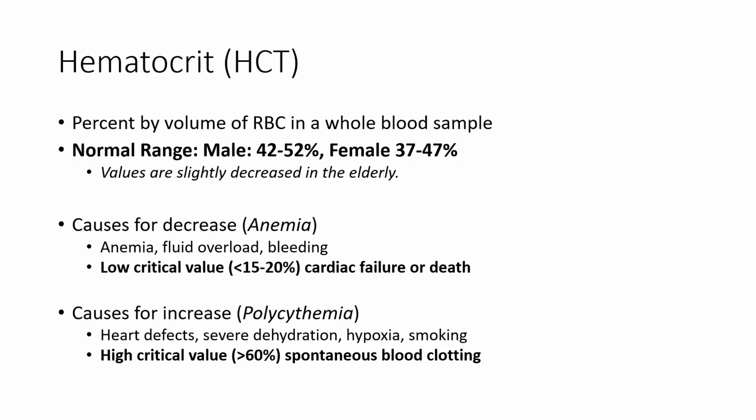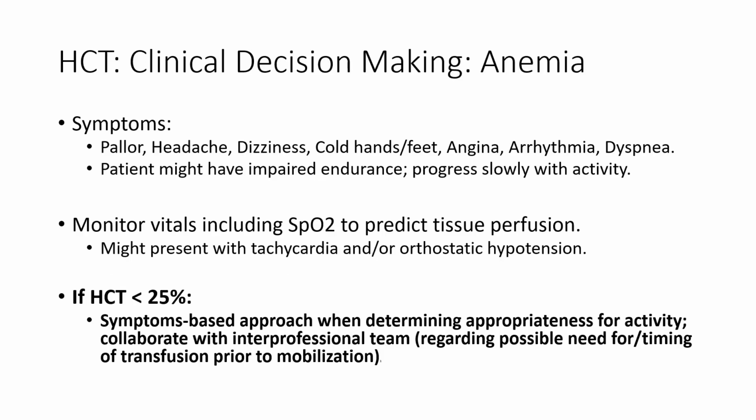Now, same thing, we have low critical values and high critical values for this as well. Low critical values could be situations where they have cardiac failure or high risk for mortality. High critical values, a high risk for spontaneous blood clotting because the blood is just super thick, right? So again, think of blood as a solution. If we don't have enough water or plasma in the blood, that's a really thick blood, and the thicker it gets, the more likely it is you might have a spontaneous clot.